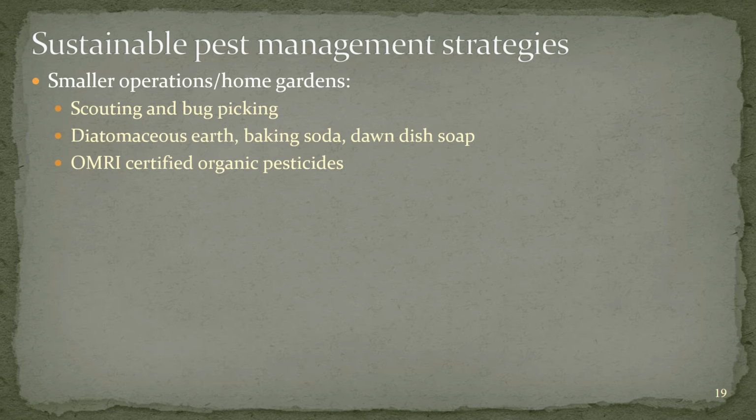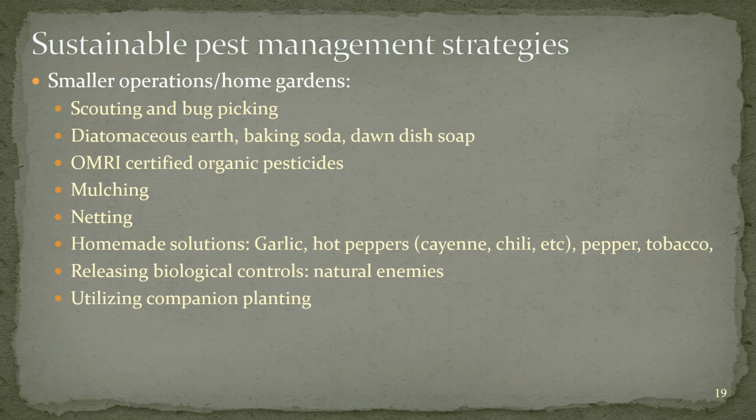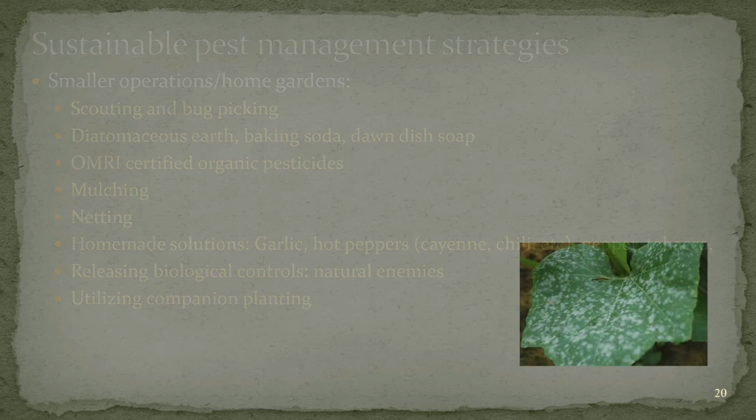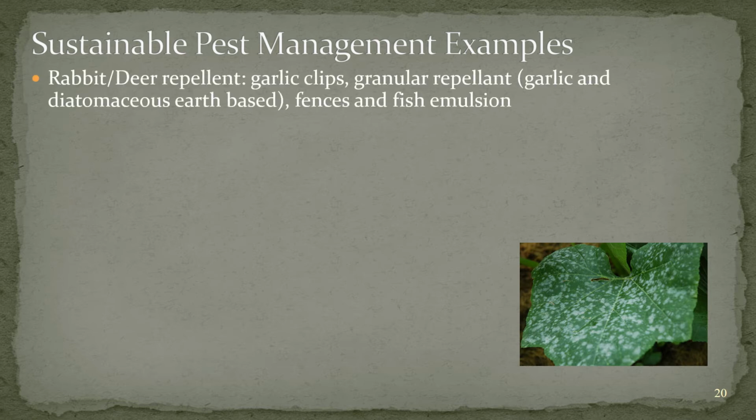Utilizing OMRI certified organic pesticides, mulching, providing netting, homemade solutions that include garlic, hot peppers, cayenne, chili pepper, and tobacco, releasing biological controls, natural enemies, utilizing companion planting. All of these things are natural ways to approach the problem.